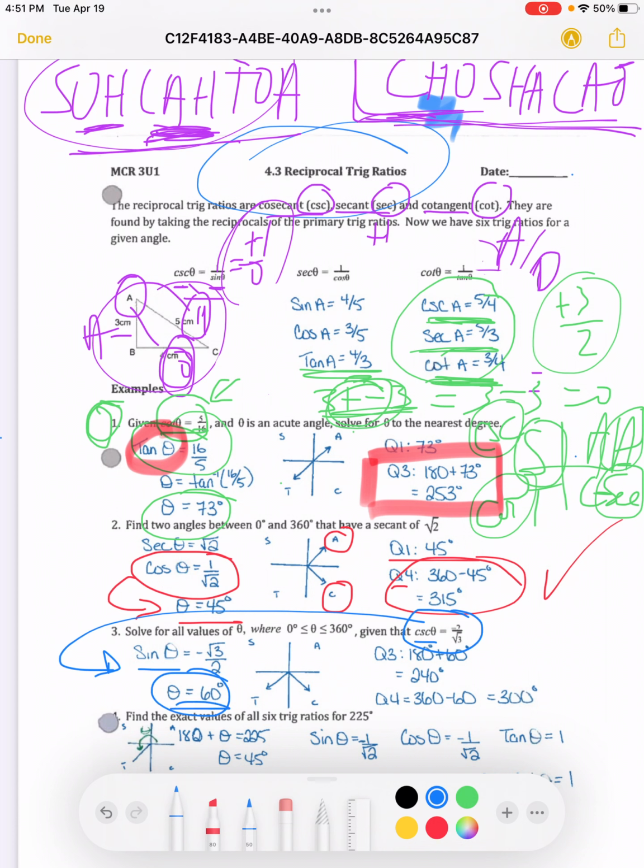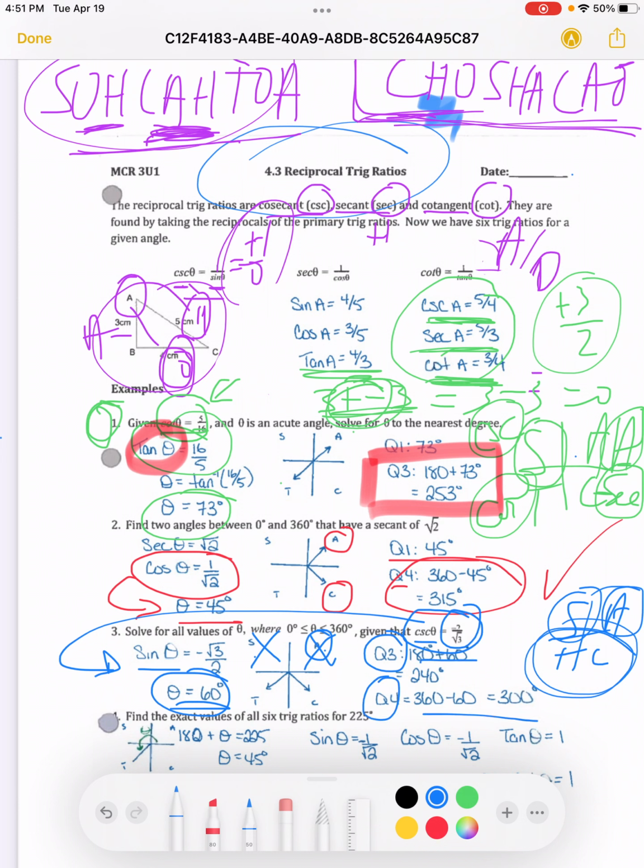Anyway, theta is 60, but we said this is negative, so where are we negative? We're positive for sine here and here. CAST law says positive here and here, which means negative here and here. So we take it to the third quadrant and the fourth quadrant by adding to 180 and subtracting from 360.